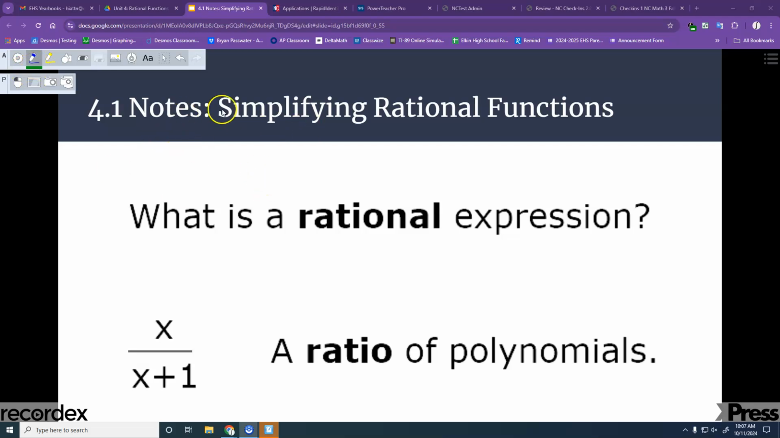So, simplifying rational functions. What is a rational expression? A rational expression is a ratio of polynomials. That word, ratio, what is it? It has to do with division, yes.